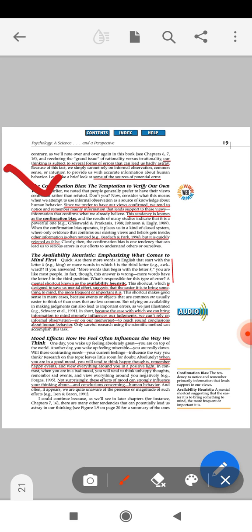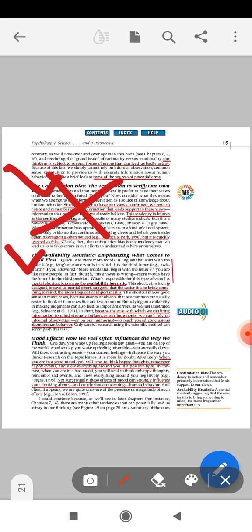But this is what we are not supposed to do in psychology. Confirmation bias means the researcher wants to see only those aspects of the experiment which support his research hypothesis. And this is what we are not supposed to do as a psychologist. Remember this.